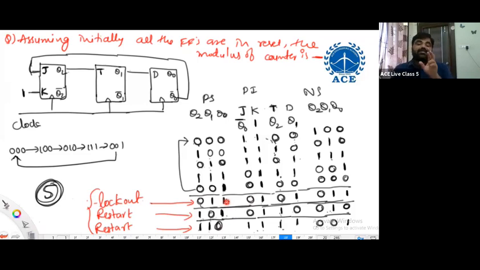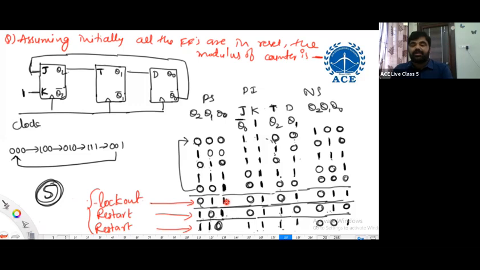So for each and every unused state, if you specify the next state as one of the used states, then it never gets into lockout. Put it here while designing the counter. Listen, most of you are asking how to come back from lockout. So how can we eliminate lockout?